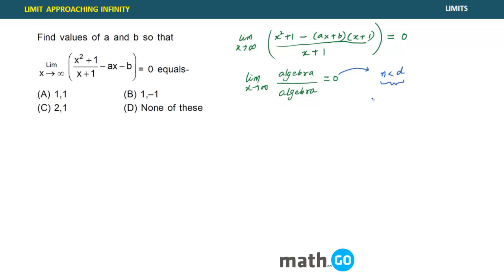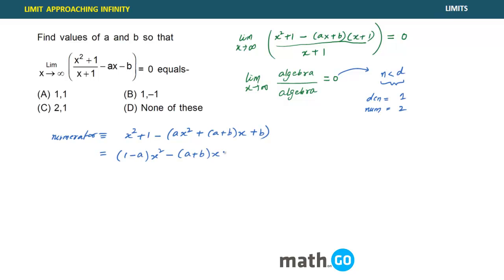So what is the degree of the denominator? The degree is 1. Now in the case of the numerator, the degree seems to be 2. In fact, it is the other way around. Okay, so let's start thinking on that line. Let's start with the numerator. What is your numerator? It is x square plus 1, minus ax square plus a plus b times x plus b. And if you completely solve this, this becomes 1 minus a times x square minus of a plus b times x, plus 1 minus b.